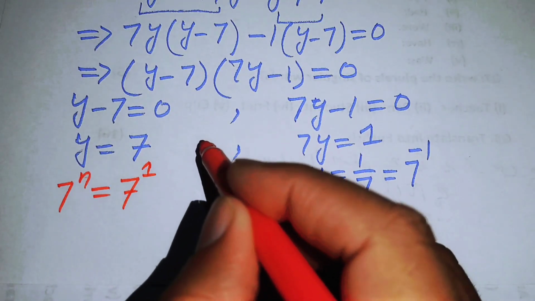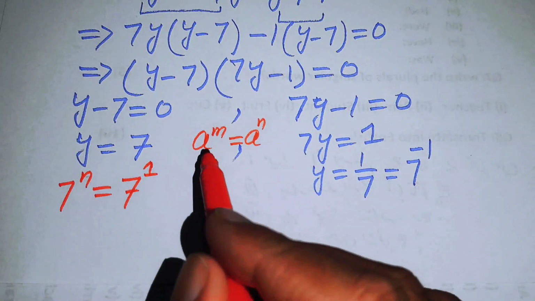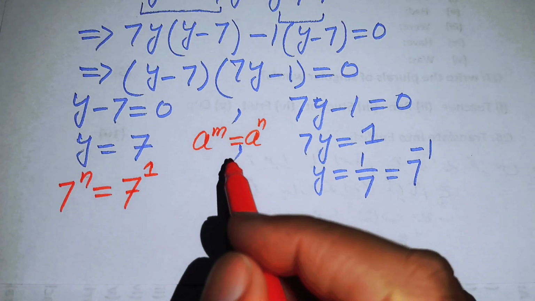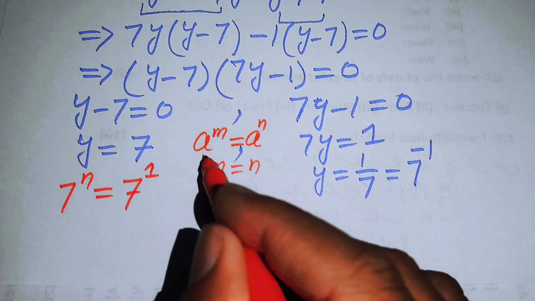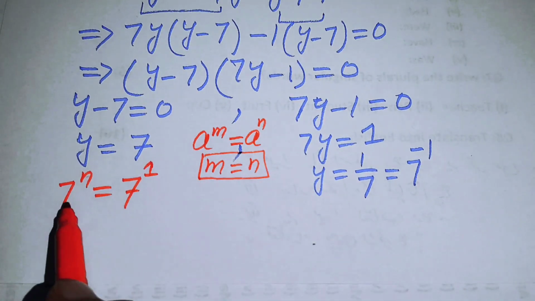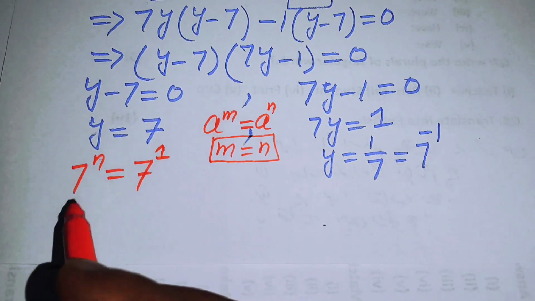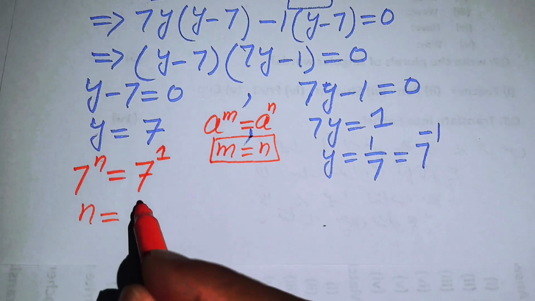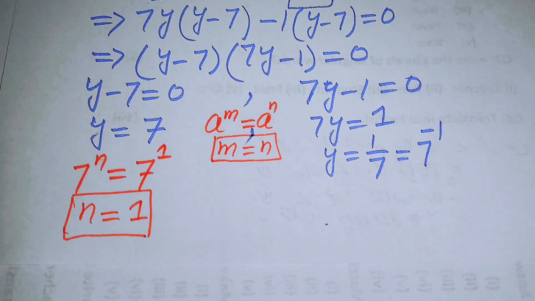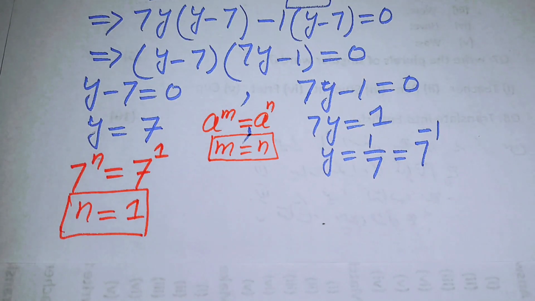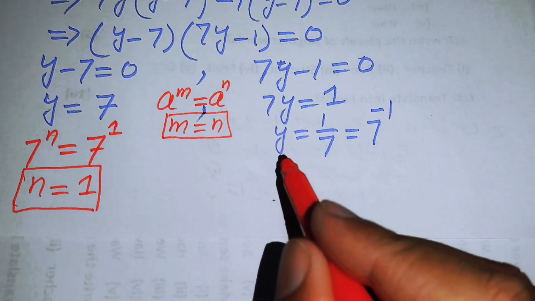If we have a to the power of m equals a to the power of n, and you see here the bases on both of the sides are the same, so its exponents are equal to each other. And you see here bases are the same, so we will just equate its exponents, and when you equate its exponents you will get n equals 1. So this shows that n equals 1 is the first solution of this problem, and in order to find the other solution we will put the value of y here.